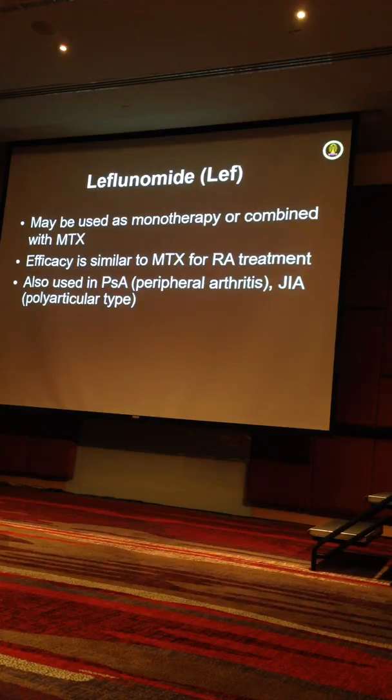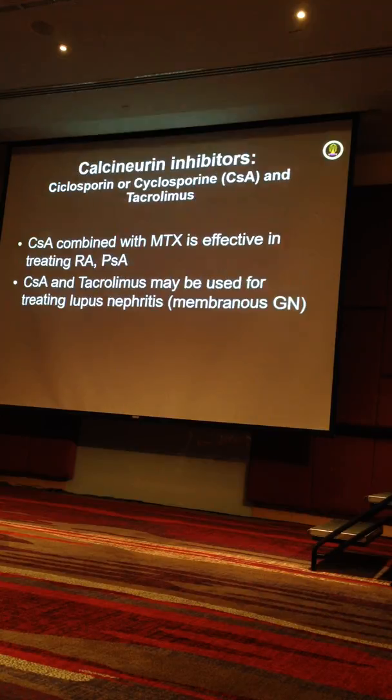Leflunomide is almost the same as methotrexate, but it inhibits pyrimidine synthesis. It can be used as monotherapy and combined with methotrexate. The toxicity is almost the same as methotrexate. It's also used in peripheral arthritis, psoriatic arthritis, and juvenile idiopathic arthritis.